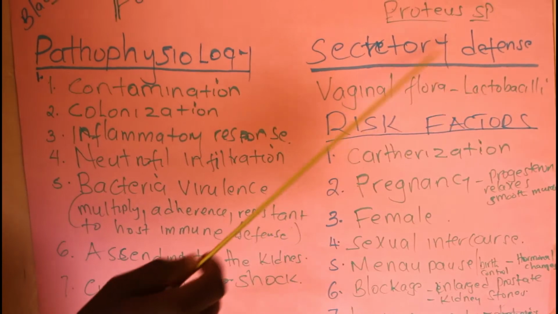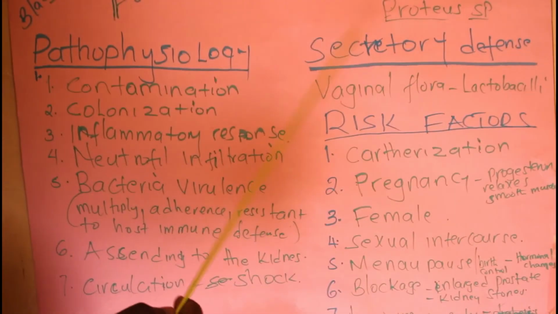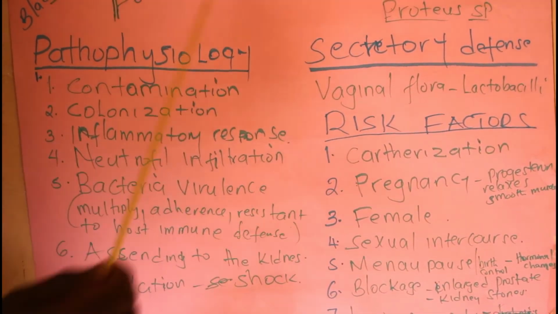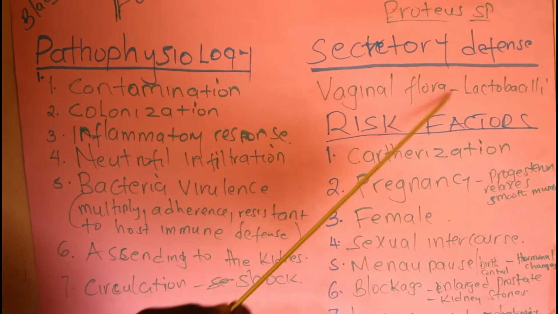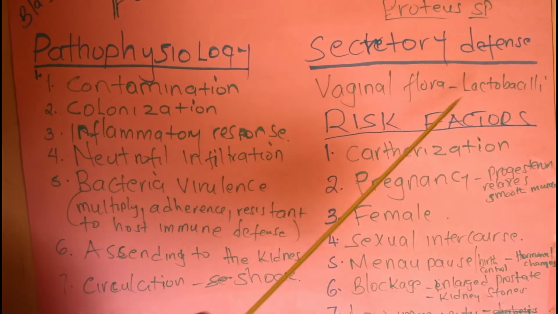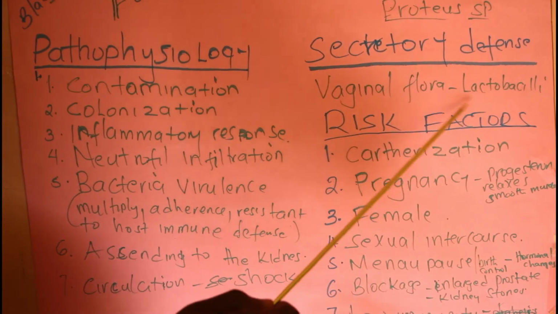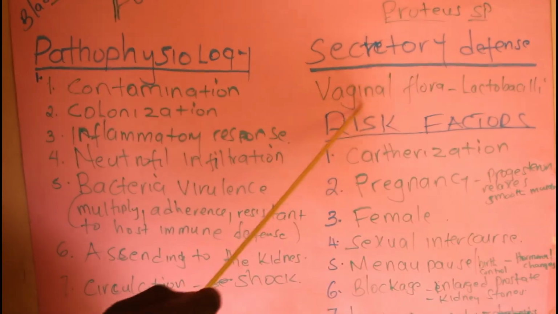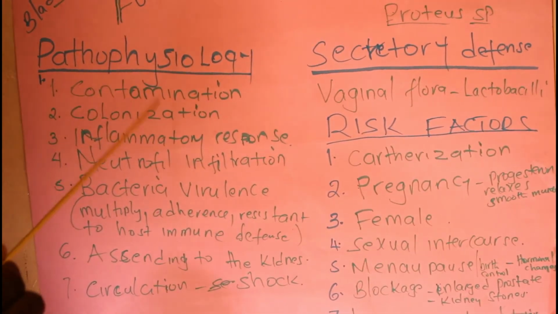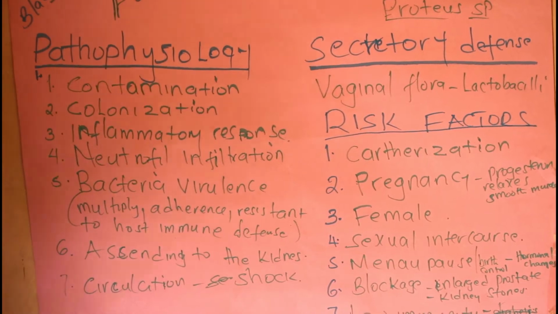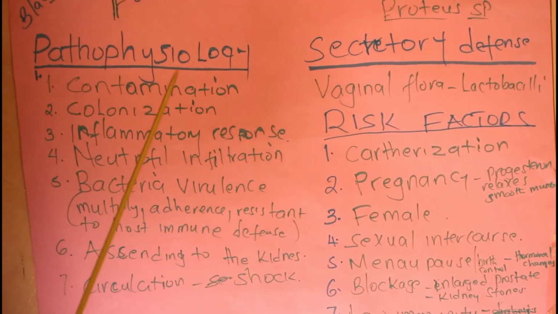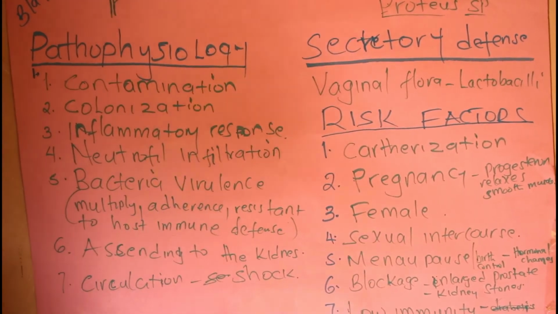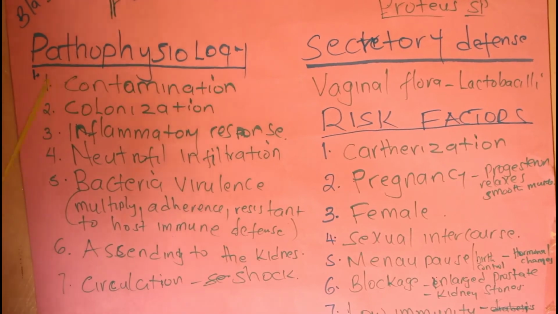Normally, human beings have secretory defenses that help fight the pathogens that can cause UTI. In females, we have organisms called the vaginal flora, and the most common vaginal flora found is lactobacilli. These lactobacilli help in fighting the organisms, so they help prevent urinary tract infection from coming in. Also in males, we have other organisms that are produced to assist in prevention of UTI.